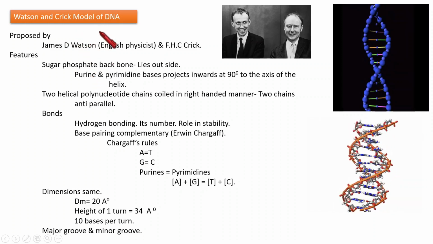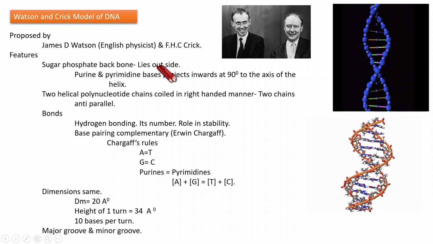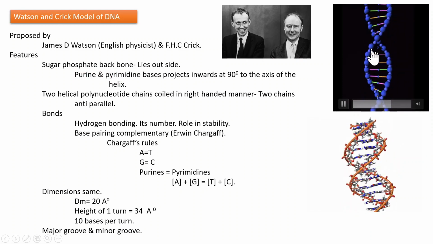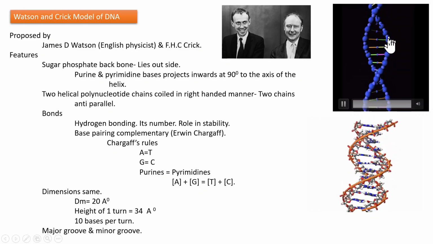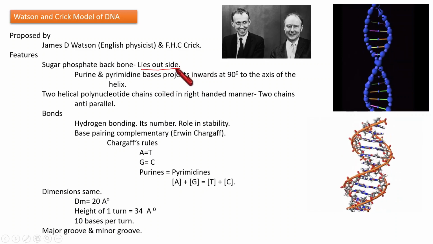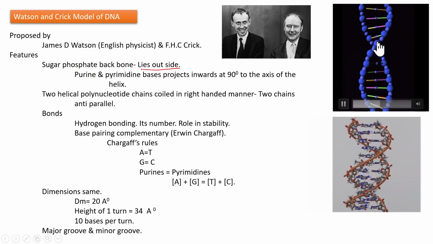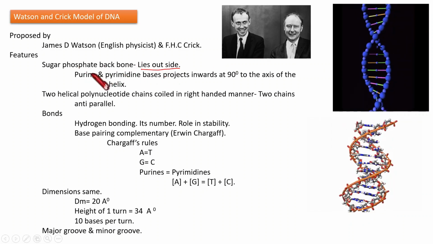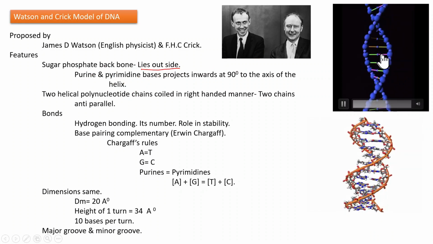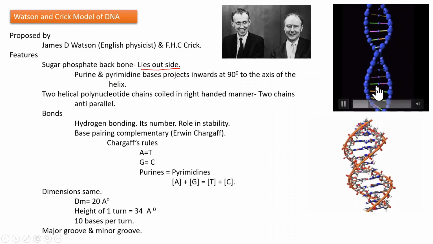According to their model, the DNA is composed of a sugar phosphate backbone that we can see in this picture. This blue portion is the sugar phosphate backbone, and that lies outside the structure of the DNA. And from that sugar phosphate backbone emerge the purine pyrimidine bases that we can see here. The purine pyrimidine bases project outside from that sugar phosphate backbone.